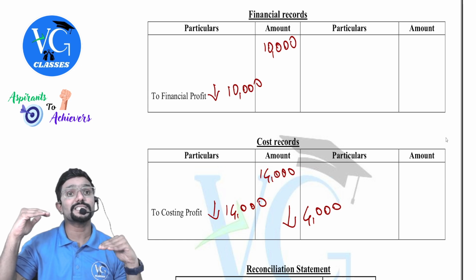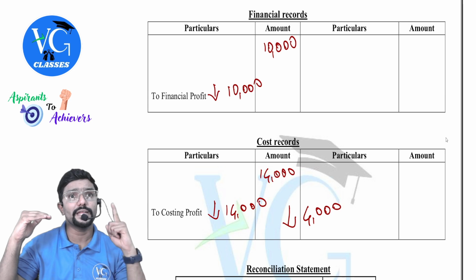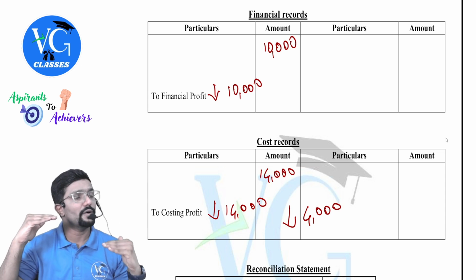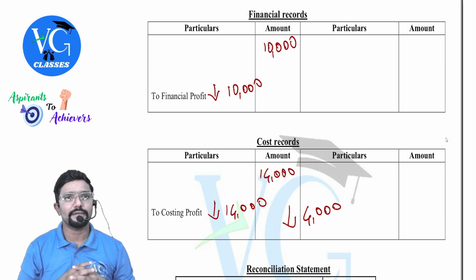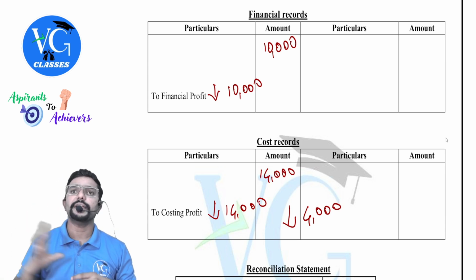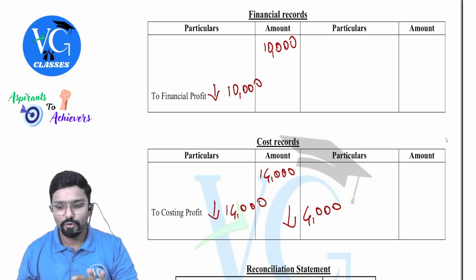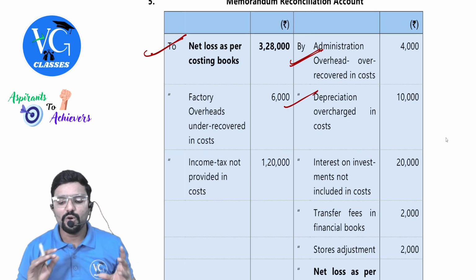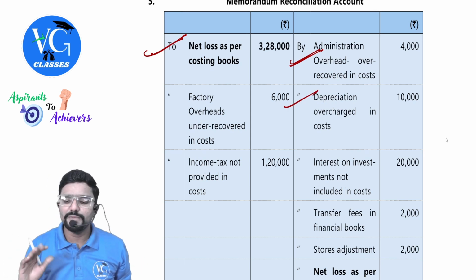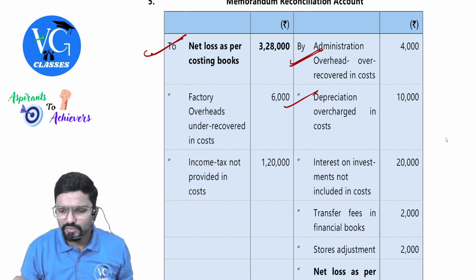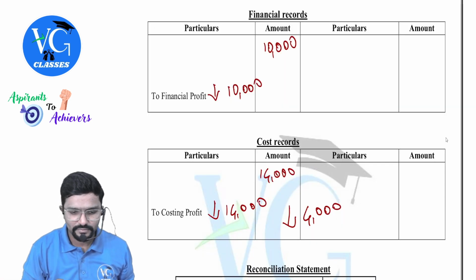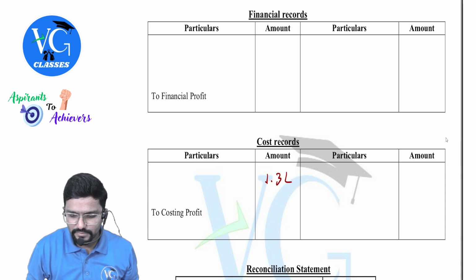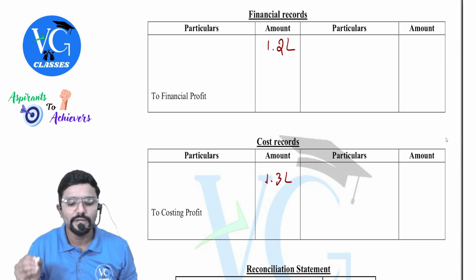So my starting point is costing profit, not loss. Analyze only from the profit point of view. Now, if I have to match it with financial profit, what should I do? Add. Anything to be added should be shown on the credit side. Hope you understand. So we are showing it on the credit side. Then depreciation overcharged in cost, very similar to this. 10,000 overcharged. Here it is 1.3 lakh, here it is 1.2 lakh.